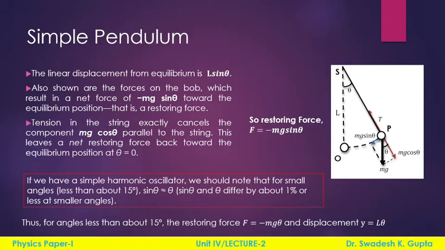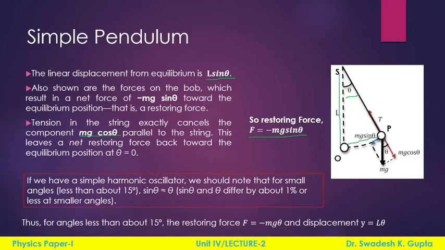Now the displacement from the equilibrium position will be L sin theta, where L is the length and theta is the angle of displacement. Also, as I discussed, mg sin theta works as the restoring force, so it will have a negative sign here, and mg cos theta will be opposite to the tension T, so it will not affect the motion.